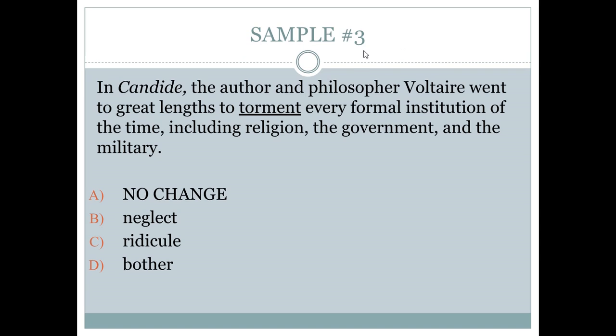And then here, sample number 3. In Candide, the author and philosopher Voltaire went to great lengths to torment every formal institution of the time, blah, blah, blah. So here we have to think, well, what is someone going to do in a book? Are they going to torment every formal institution? Tormenting seems like a sort of odd thing to do in writing. Are they going to neglect? Well, why would you go to great lengths to neglect something? Neglect is probably not wrong.